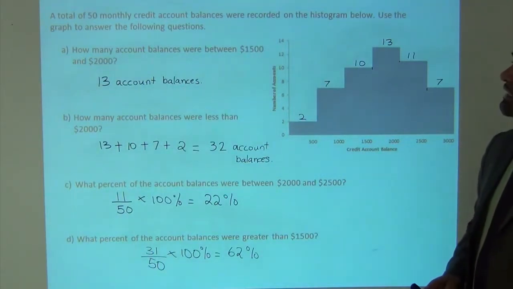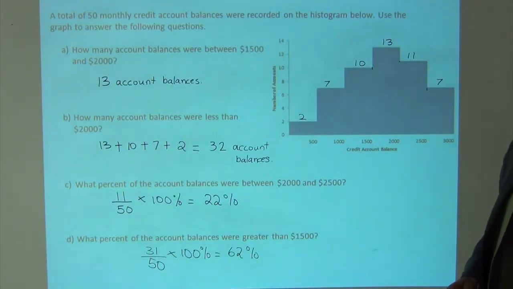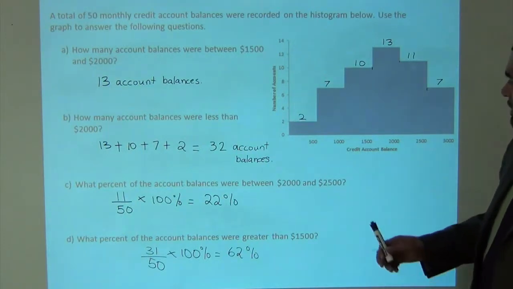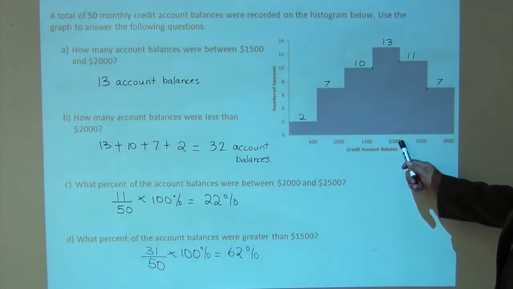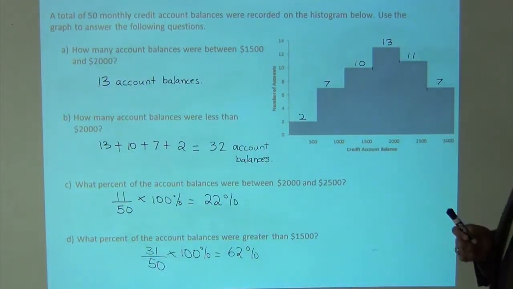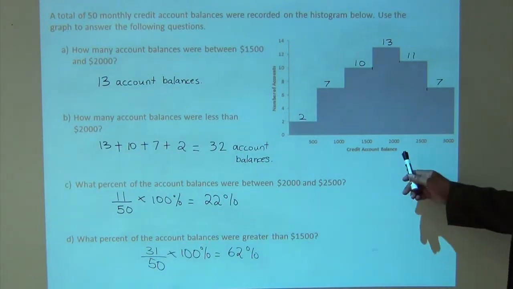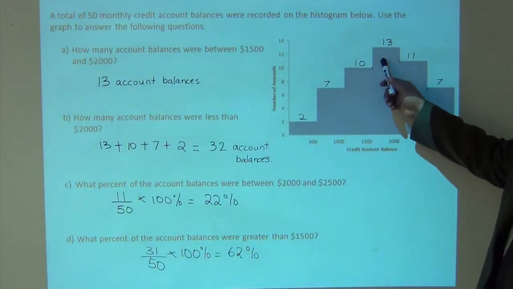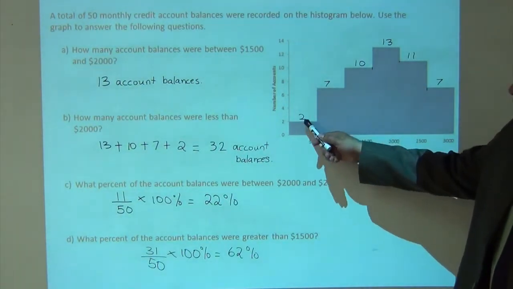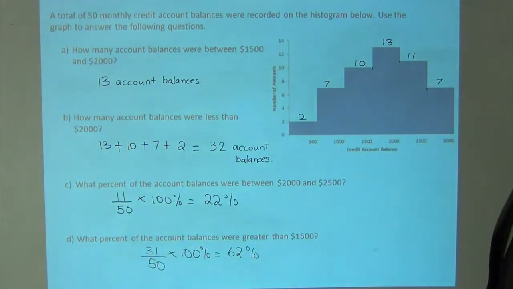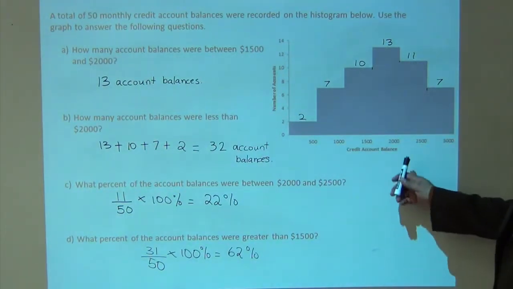Now, the first question says, how many account balances were between 1500 and 2000? So between 1500 and 2000, we saw 13 account balances. The second question, how many account balances were less than 2000? From 2000, we have 13, 10, 7, and 2. That's a total of 32 accounts less than 2000.